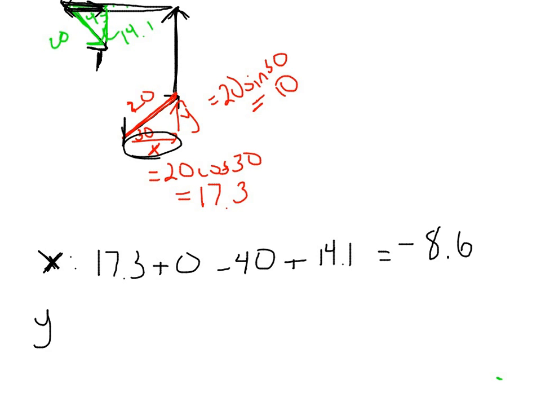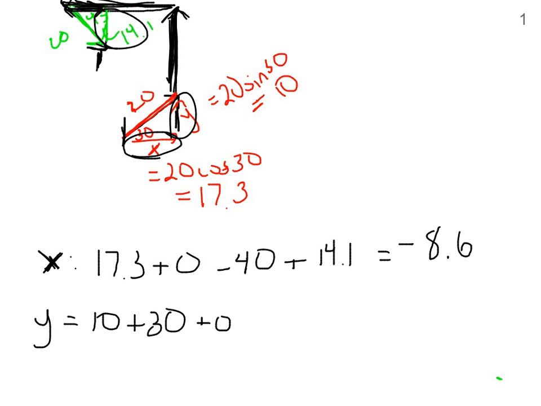And I'm going to do the same thing for the y. This bottom vector has a positive y component of 10. This big vector has a huge y component. It's actually all y component of 30. This vector up here has no y component at all, so that's plus 0. And then this green vector down here has a negative y component of 14.1.